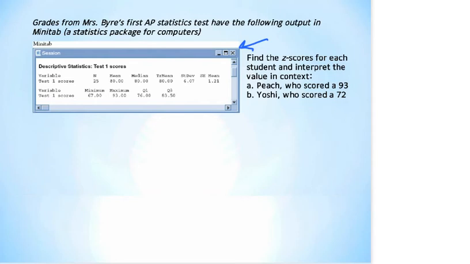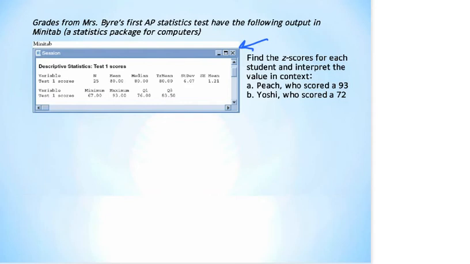We have the number, the mean, the median. Trimmed mean we'll get into later. Trimmed mean means we found the mean without the outliers. Standard deviation, the standard error of the mean, which we're not going to use right now. Minimum, maximum, quartile 1, quartile 3. It's pretty much a number summary, only instead of by hand or on your calculator, it's in a computer package. Now we want to find the z-scores for these students and interpret the value in context.